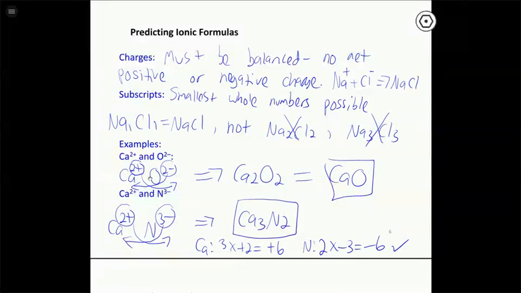So the charges do balance. We have a +6 from our cations and a -6 from the anions.